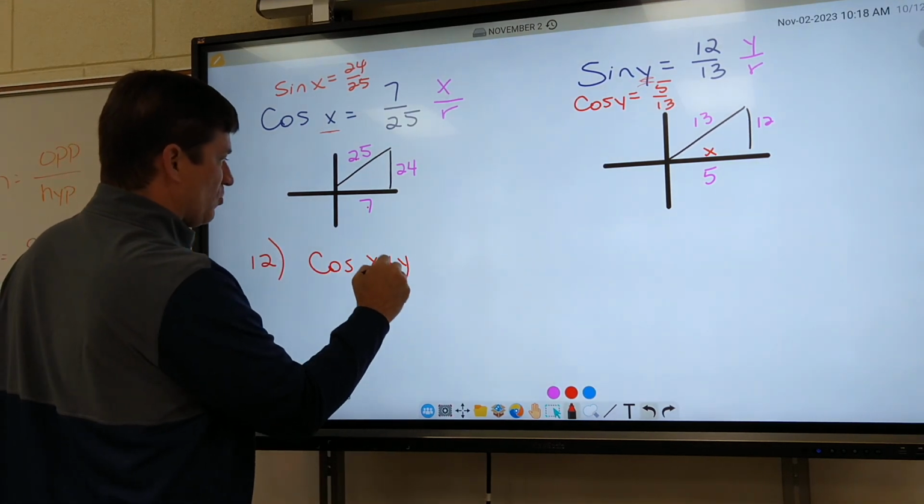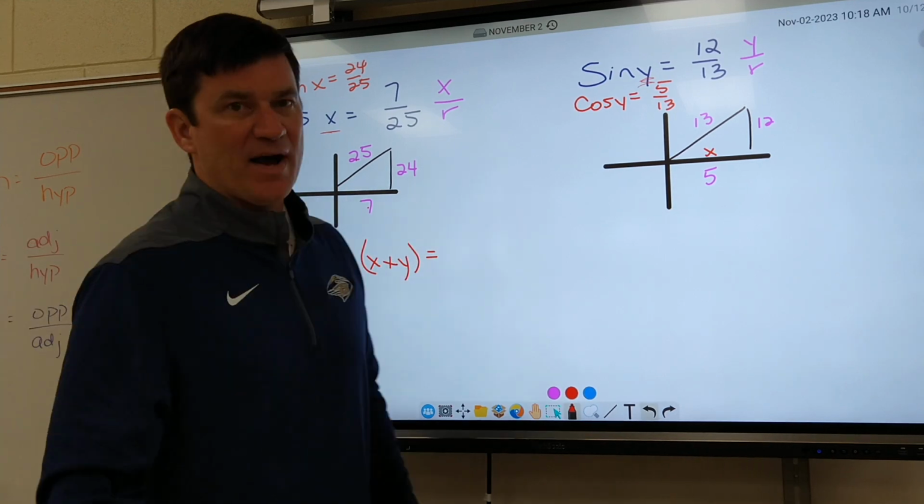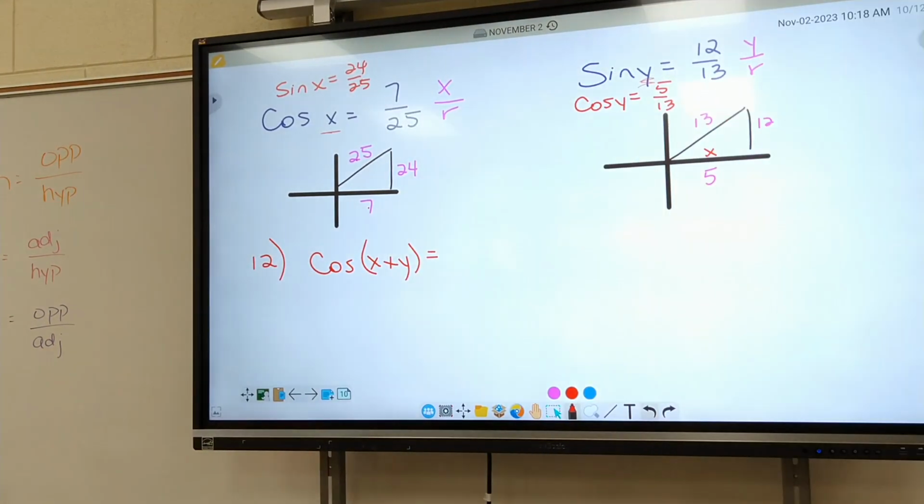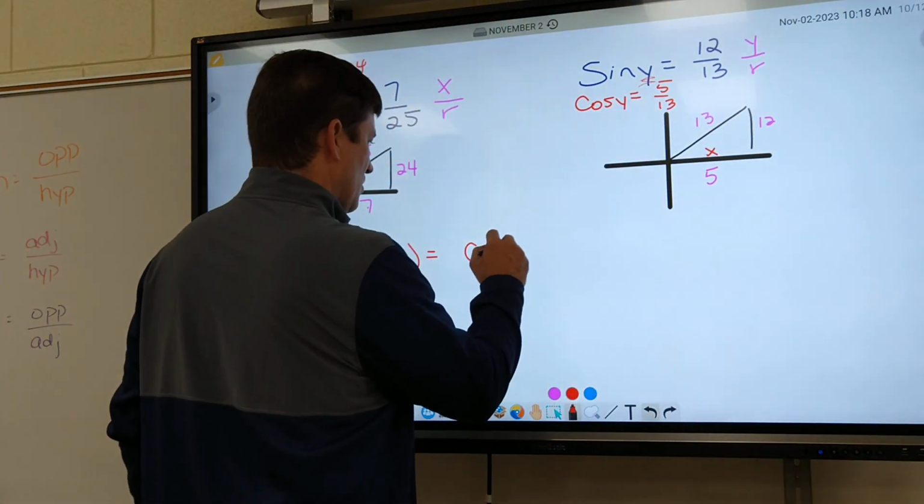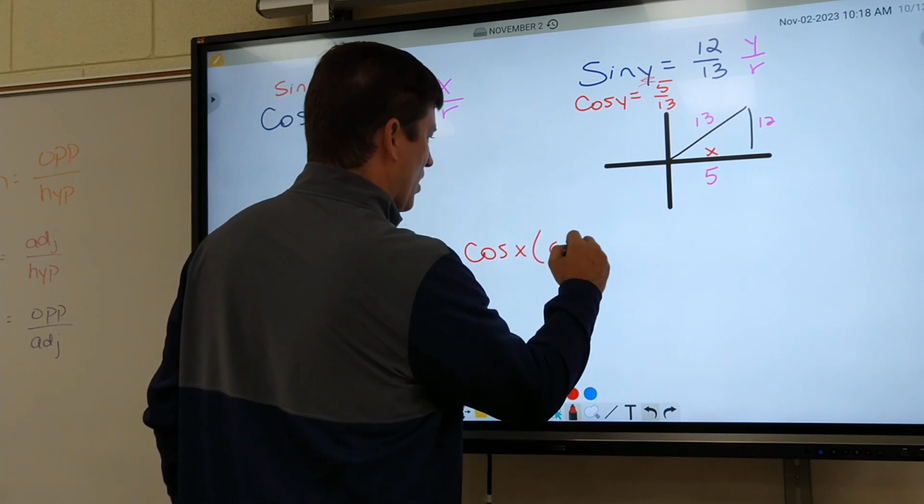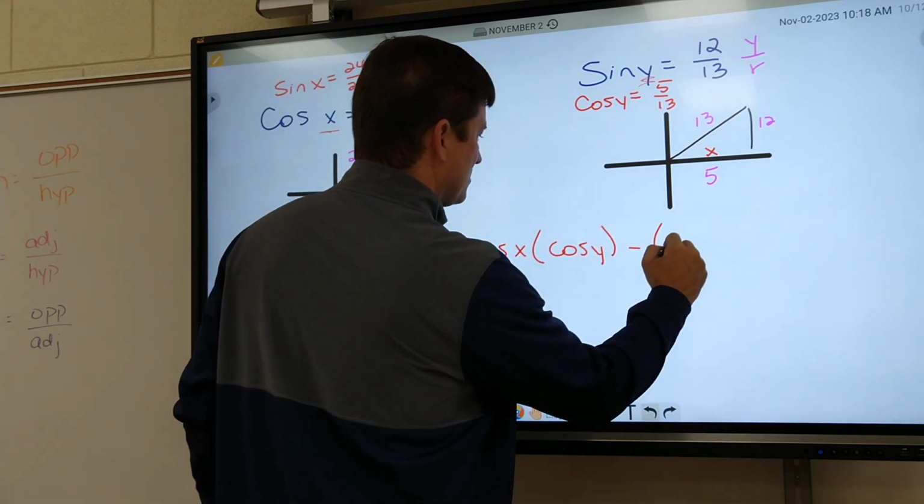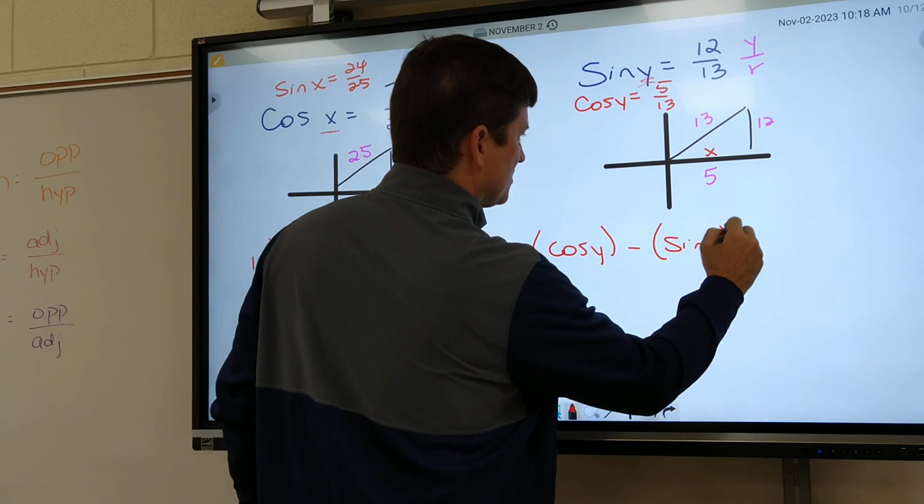Cosine of x plus y. All right, everybody find that on your formula sheet. Show me where it is, Samara. Cosine of x plus y is right there. Cosine of x, cosine of y, and a minus, right? Cosine of x, cosine of y, then a minus, sine of x, and sine of y.